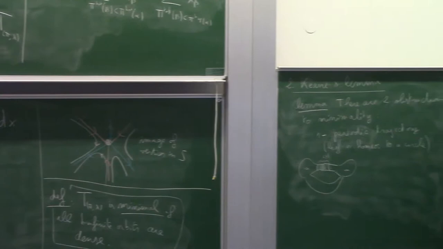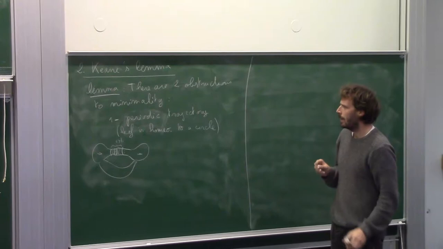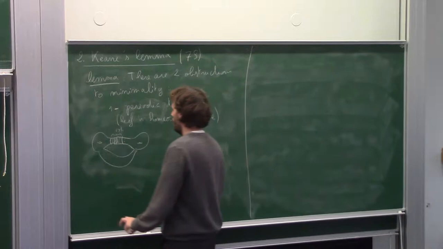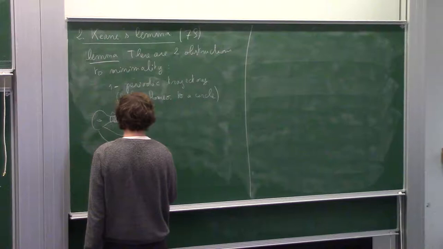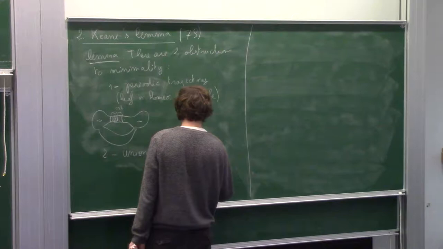And in this case, when such periodic trajectory appears, it appears in a family. So this is the first obstruction. And Keane's lemma is from 75. And the second obstruction is a bit more trickier to deal with. You can have a union of saddle connections. So union of saddle connections. I did not define it yet, I'm sorry. Connections, disconnecting the surface.